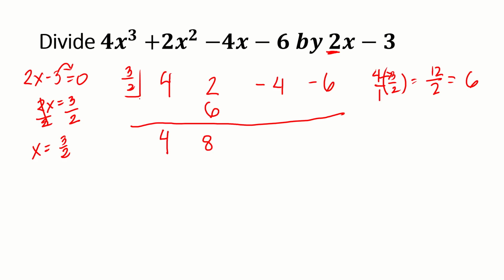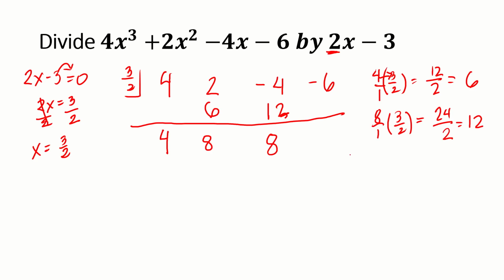Then si 8, multiply ulit kay divisor. So 8, lagay na natin si over 1 times 3 over 2. O numerator to numerator, 8 times 3 is 24. Over 1 times 2 is 2. And 24 divided by 2 will give you 12. So write 12. Then add, negative 4 plus 12, since magkaiba ng sign, magma-minus, then copy the sign of the term with a higher absolute value. So negative 4 plus 12 is positive 8.